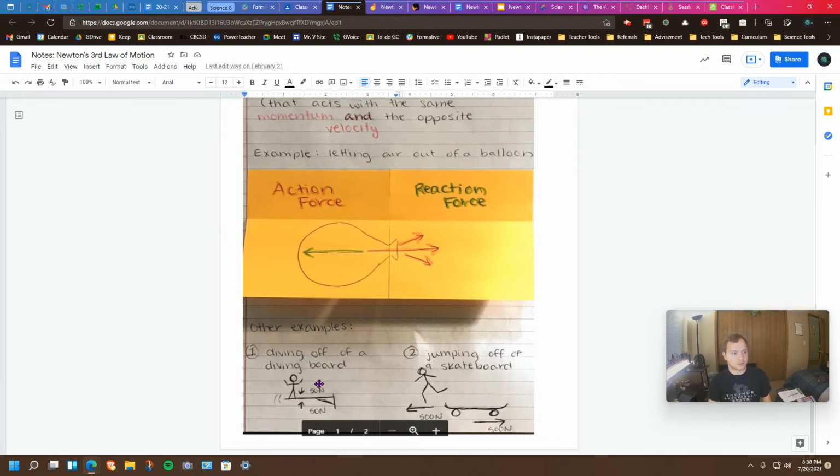There are some more examples as well. If I'm diving off a diving board, I'm shoving down on the diving board. What does the diving board do? It makes me go up. I apply a force on one object, the diving board, pushing down, and the diving board applies an opposite force on me, pushing me up. Think about it with a skateboarder. I think it's more like jumping off a skateboard. If you jump off a skateboard, it'll fly behind you while you go forward. It's kind of scary, actually, if you ever do that.